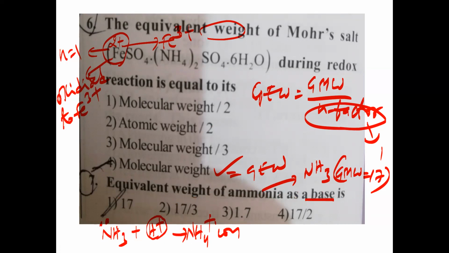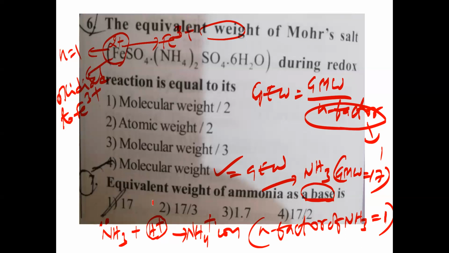How many H plus ions are gained by an ammonia molecule? One molecule is gaining 1 H plus, so it can accept 1 H plus. That's why the n factor is 1. So the n factor of ammonia is equal to 1. That means for this base, the acidity value is 1. Acidity means n factor. For any base, acidity is nothing but the n factor. The n factor of this base ammonia is equal to 1.